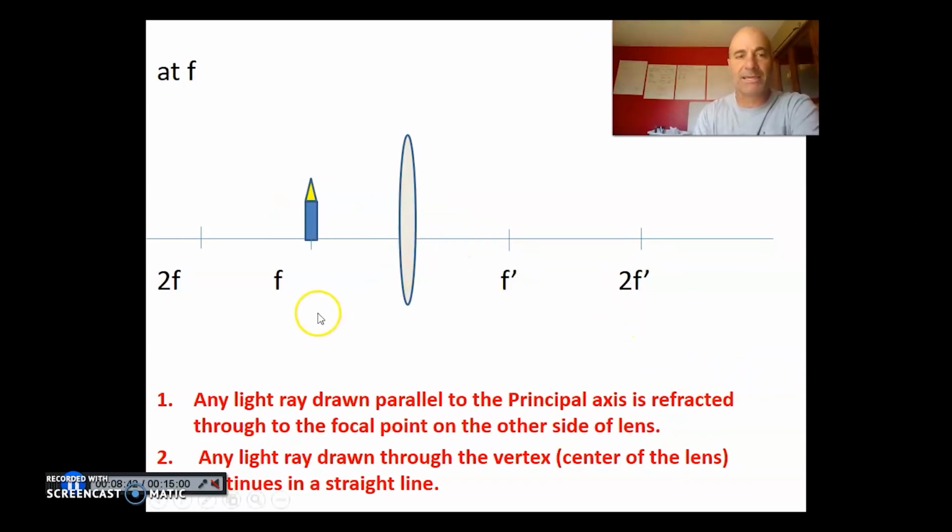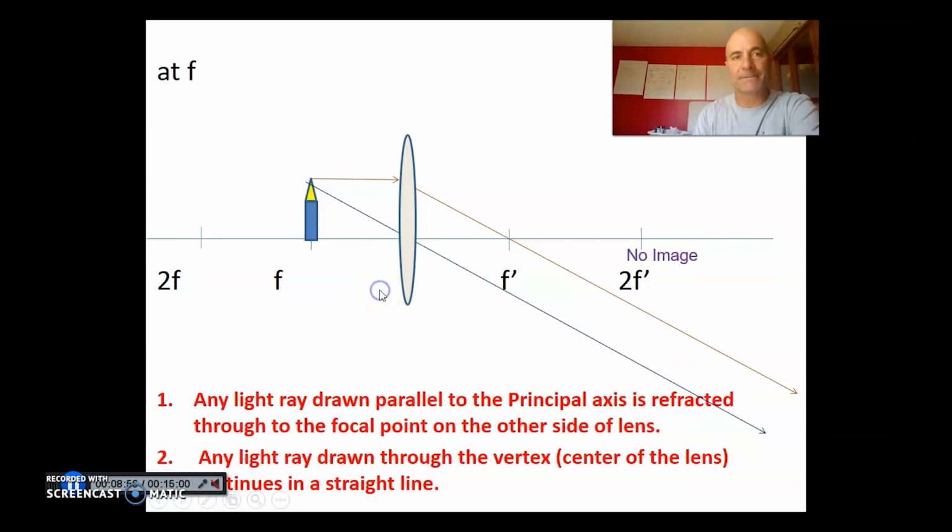This is again a spotlight. Parallel through F, straight through the vertex, and there you have the 2 parallel beams making the spotlight.